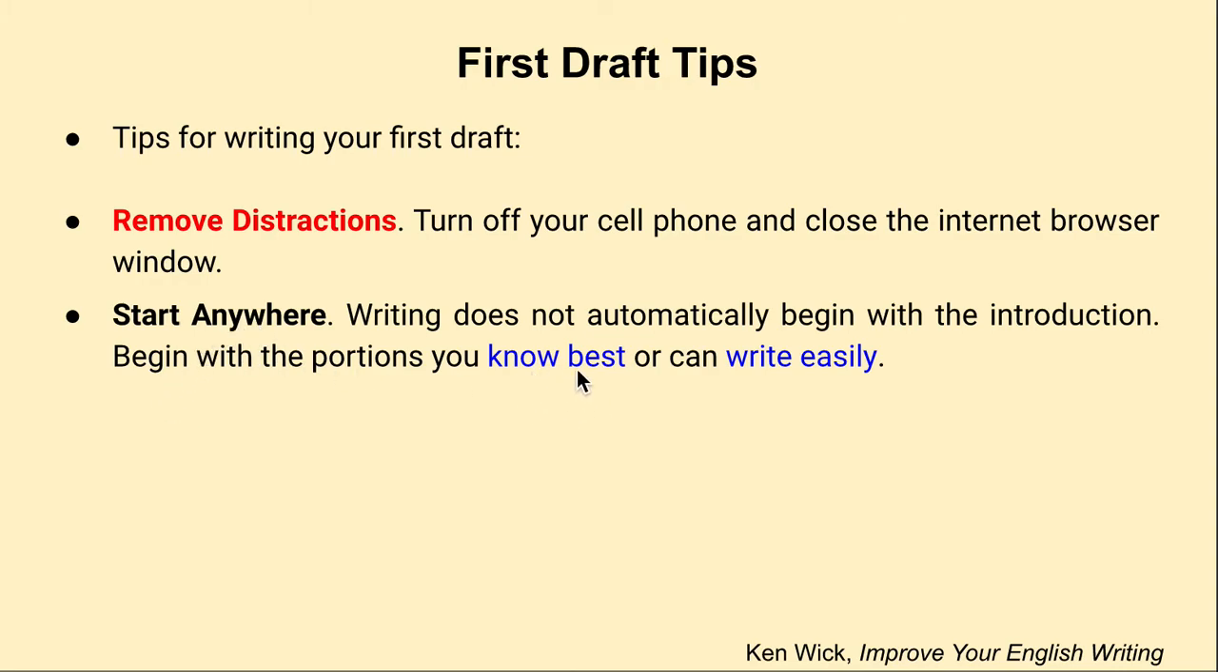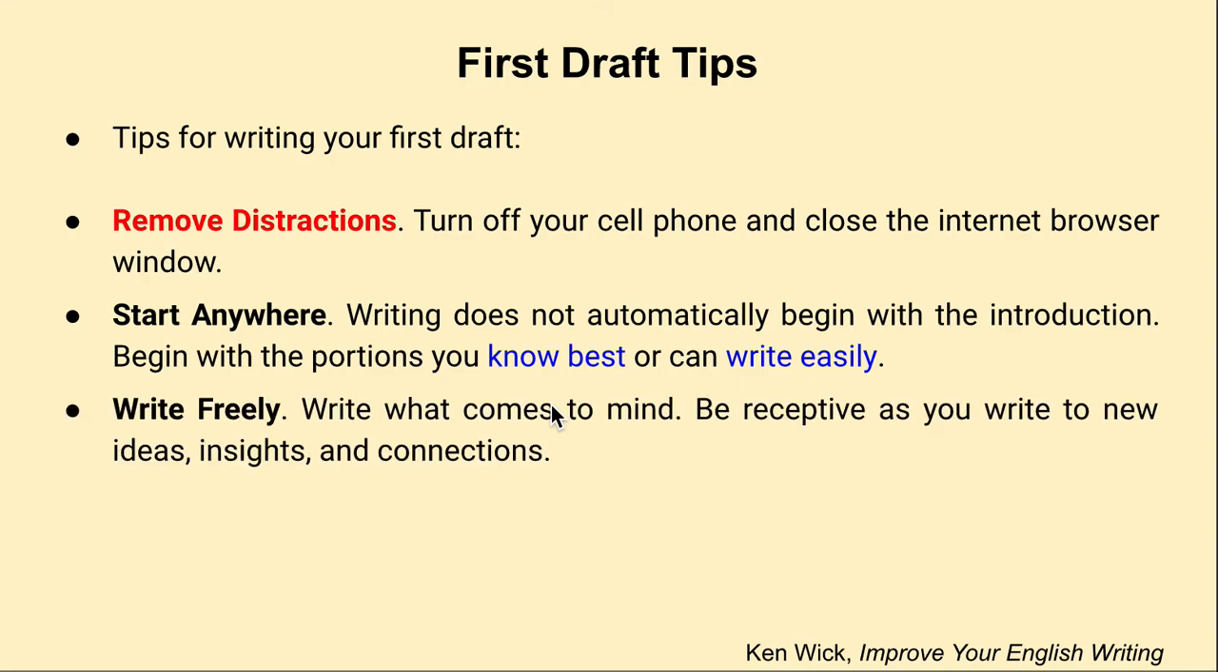Just start with an area. You can start with the introduction, but if you don't want to write it first, just write somewhere where you know best or can write easily. So start anywhere you want to. Write freely while you're following the outline. Write what comes to mind, and be receptive to new insights and ideas and connections while you write. The outline is a roadmap. It's not set in stone that you have to go exactly the way the outline goes. It's more of a roadmap to what you want to write. So be receptive to writing new things.